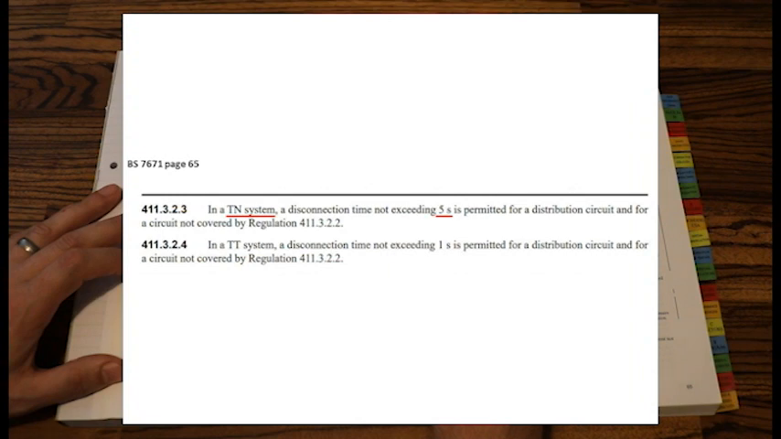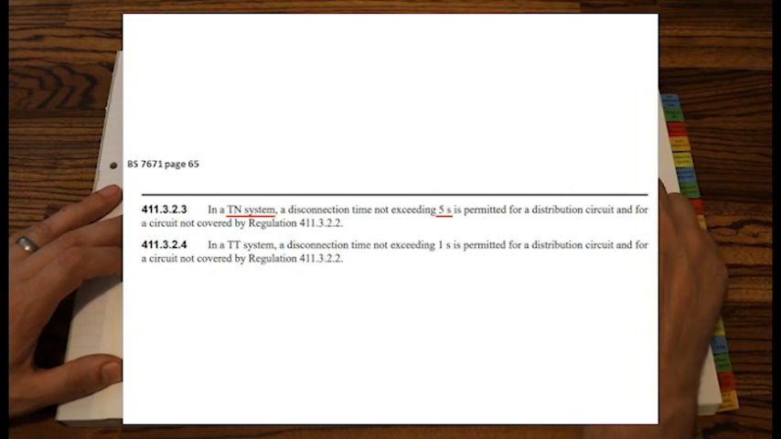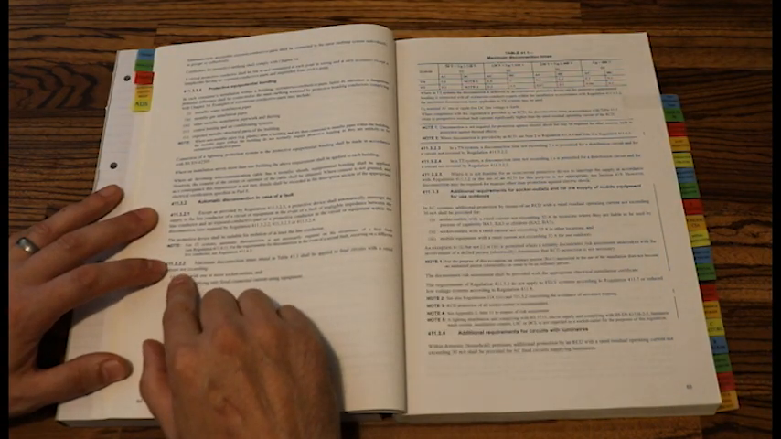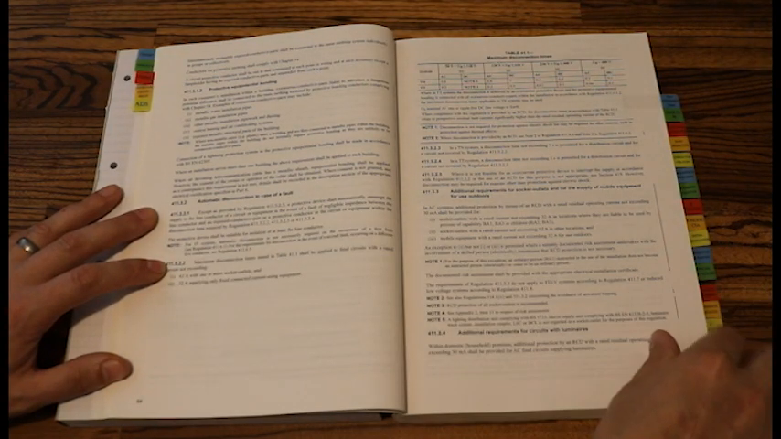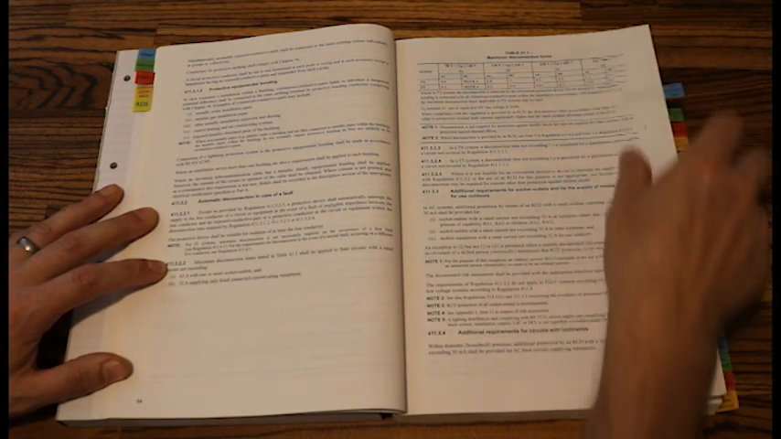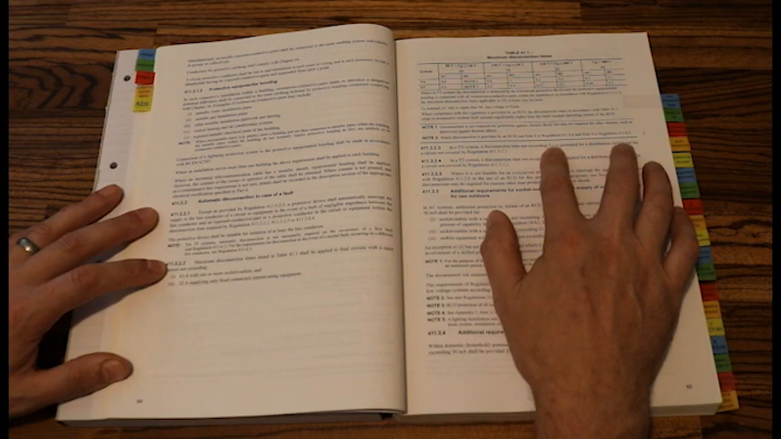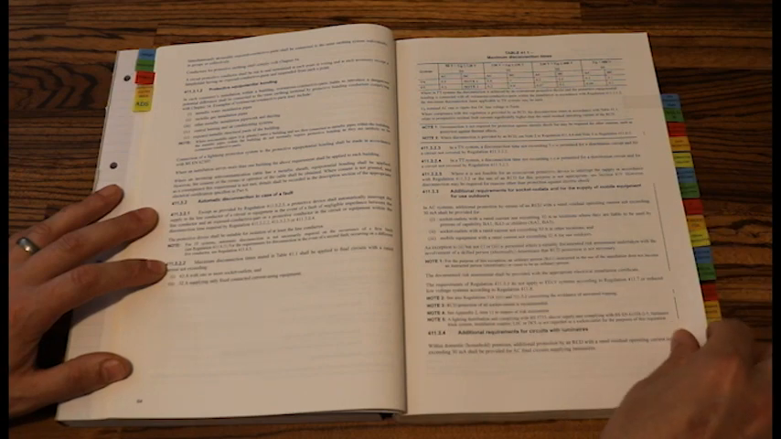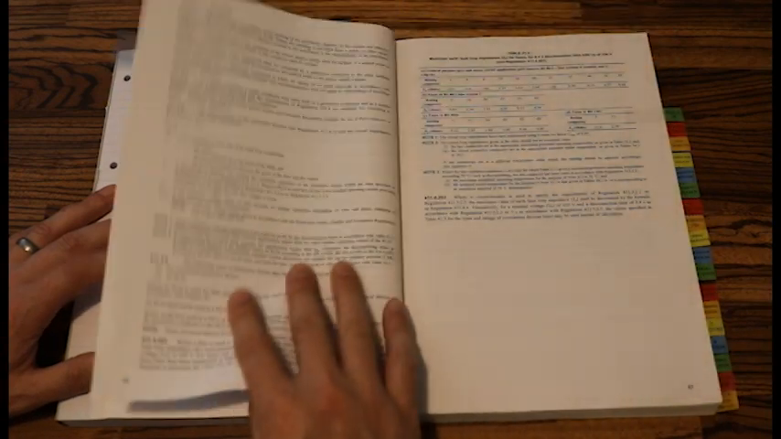Regulation 411.3.2.3 states, in a TN system, a disconnection time not exceeding 5 seconds is permitted for a distribution circuit and for a circuit not covered by regulation 411.3.2.2, which is this. So this doesn't apply to this table, doesn't apply to us. We are on a 5 second. Our maximum disconnection time that we're allowed is 5 seconds.